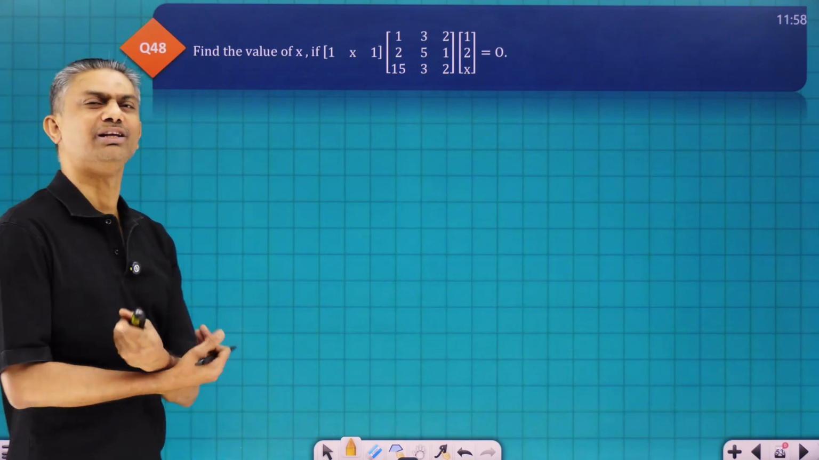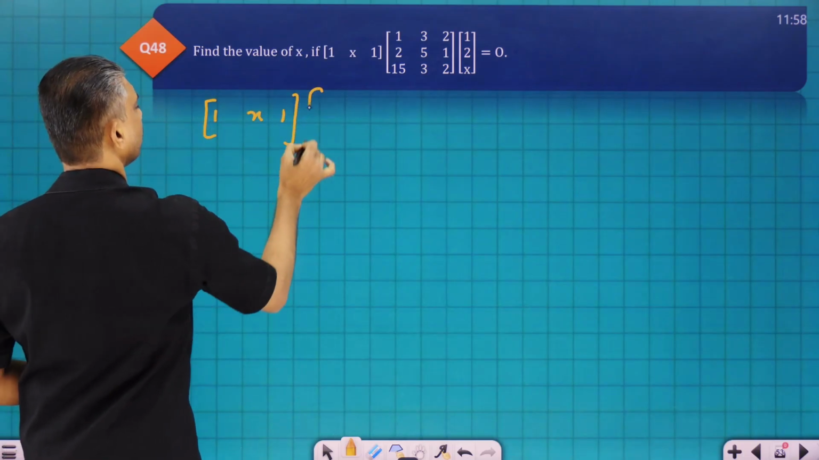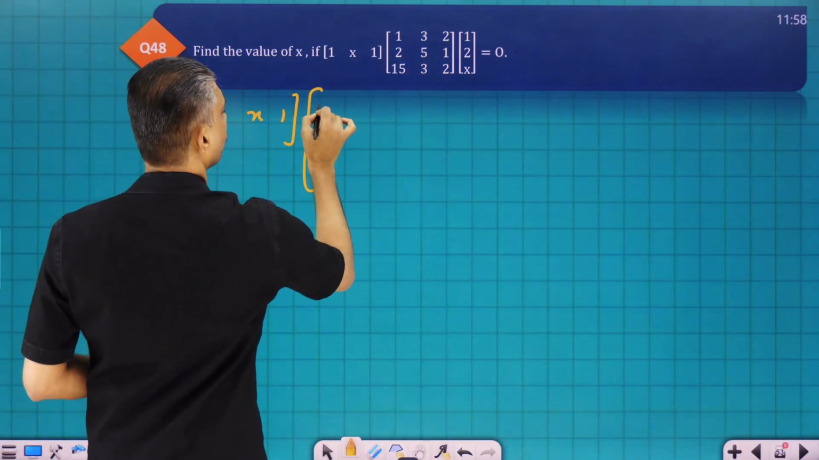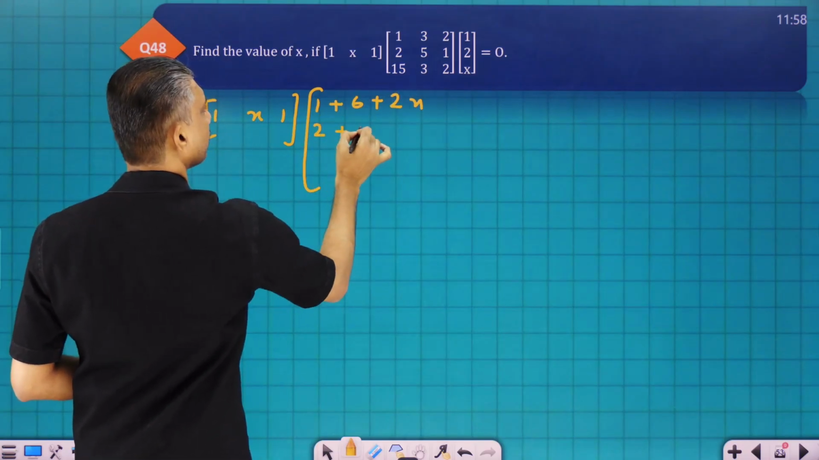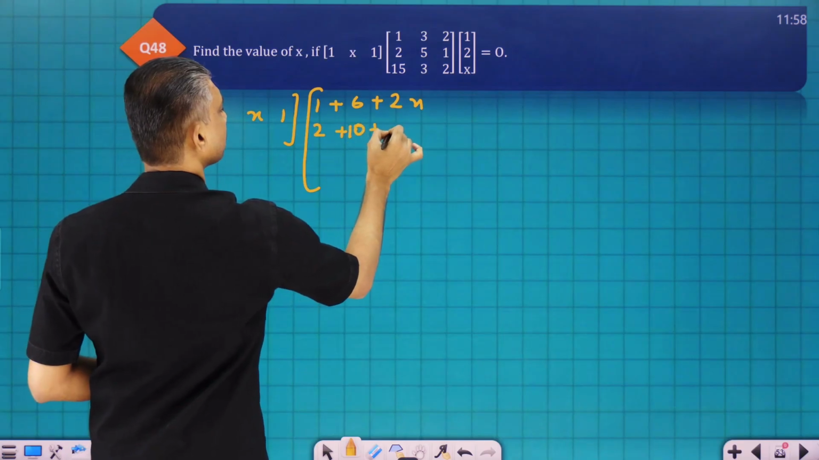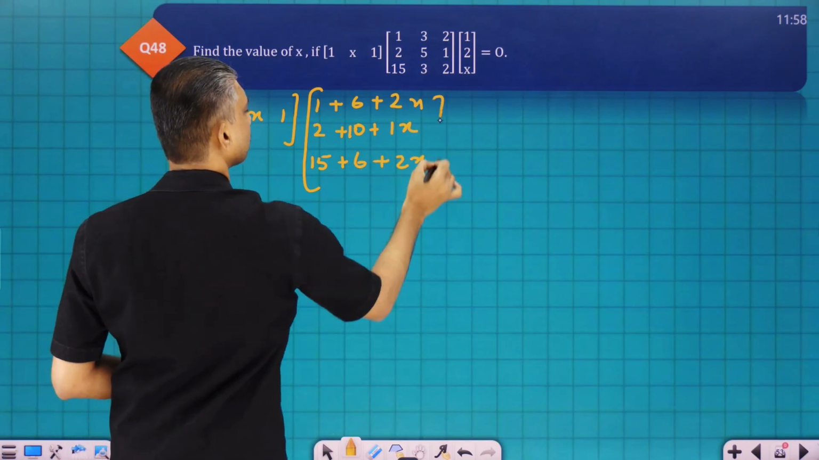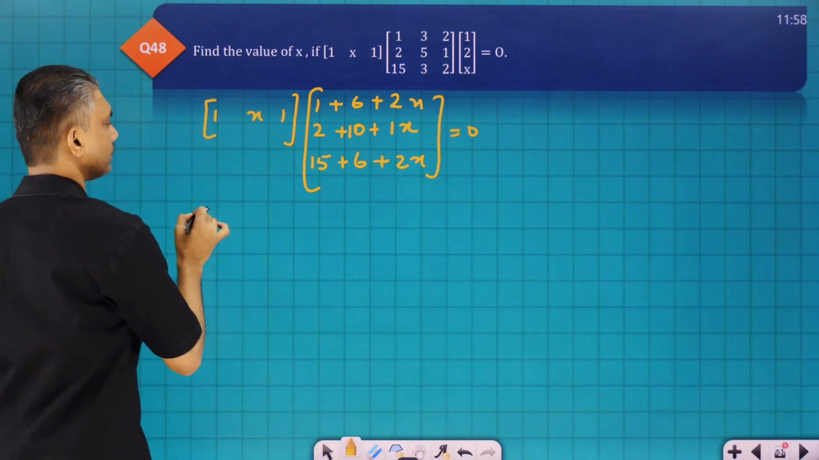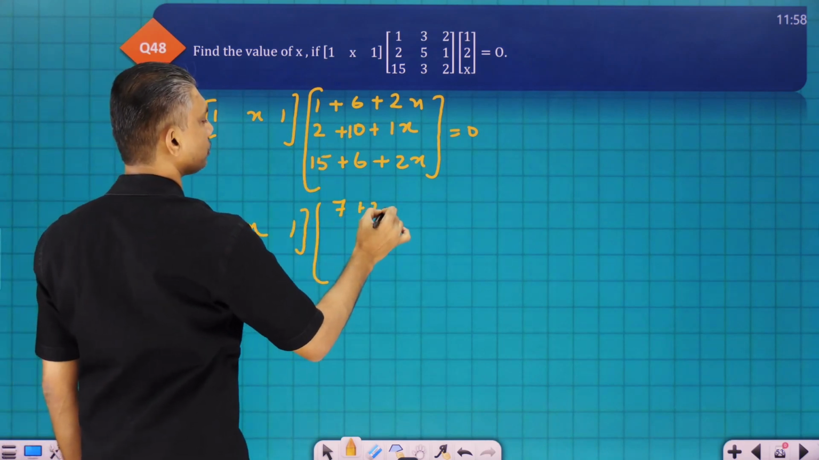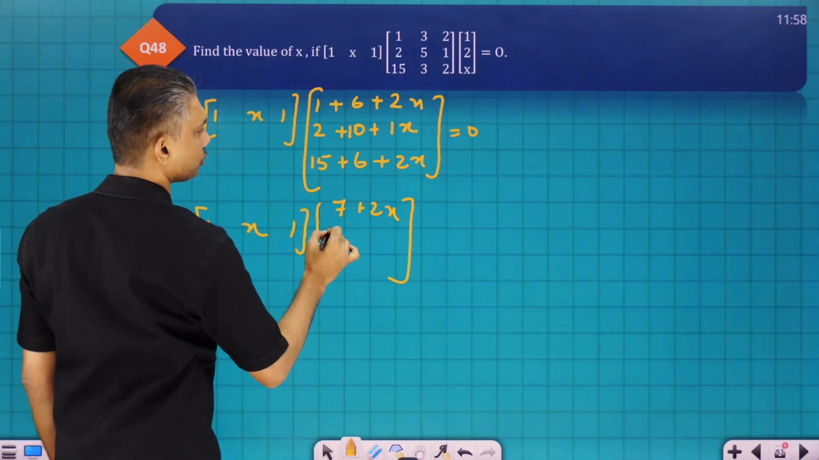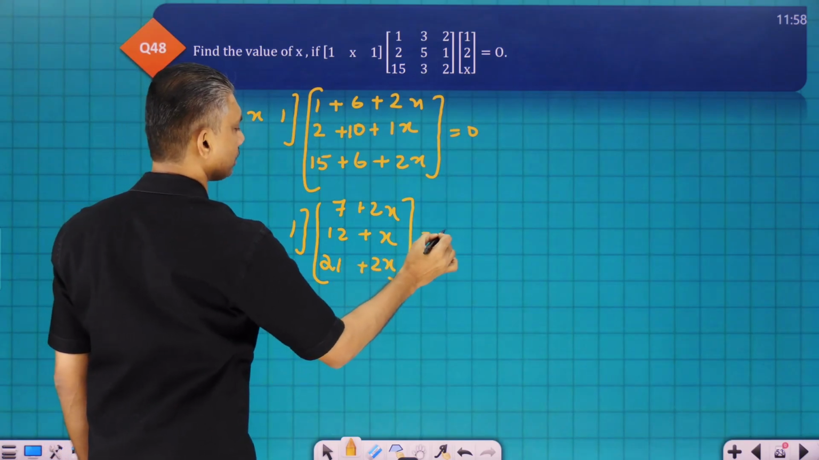Find the values of x. Those are silly questions from the reader. So you can see here, the row matrix 1, x, 1 into the matrix, first row 1 plus 6 plus 2x, second row 2 plus 10 plus 1x, then third row 15 plus 6 plus 2x, into the column matrix, equal to 0. That is the row matrix 1, x, 1 into 7 plus 2x, then 12 plus x, 21 plus 2x, equal to 0.